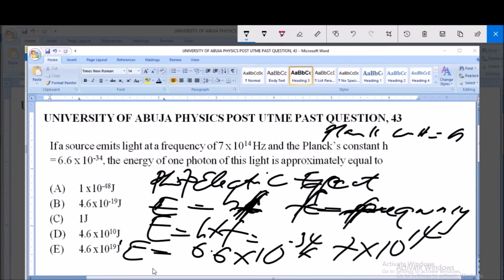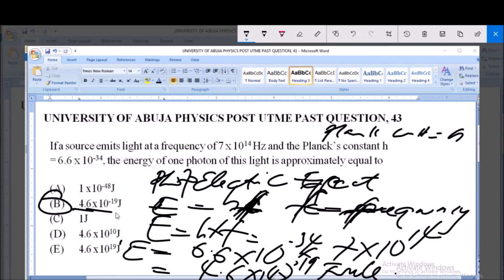Now when you punch your calculator, you simply get 4.6 times 10 raised to the power of minus 19 joule. And this is the correct answer to this question, and that's option B. You just simply use the formula with the values that are given. So the answer to this particular question is option B, 4.6 times 10 to the power of minus 19.